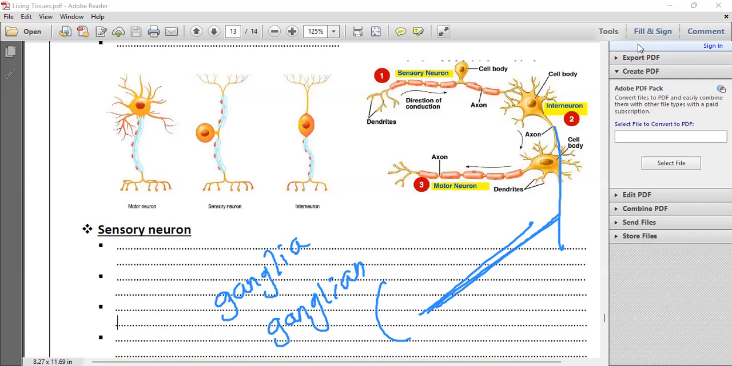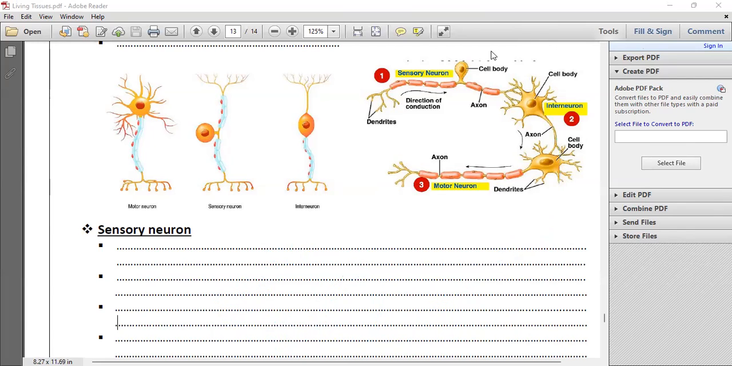Cluster of nerve cell bodies. A collection of nerve cell bodies is called a ganglion. Now this is the thing. When you are talking about the sensory neurons, in the middle of the nerve fiber only you find the nerve cell body.